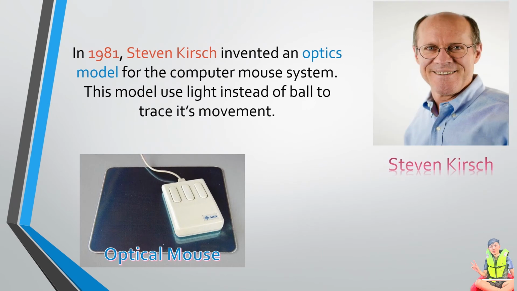In 1981, Stephen Kirsch invented an optical model for the computer mouse system. This model used light instead of a ball to trace movement.